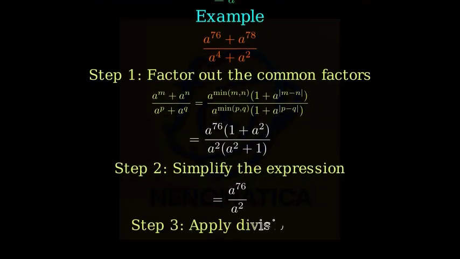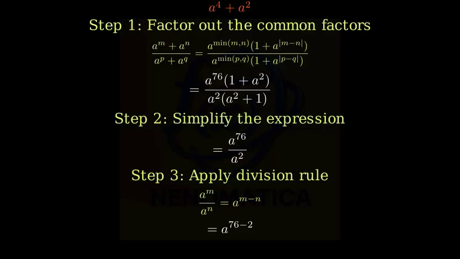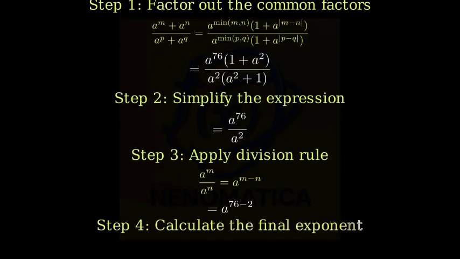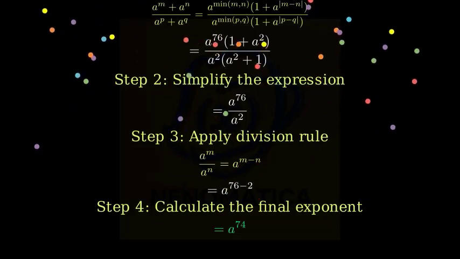Now, we can apply the division rule for exponents. When dividing powers with the same base, we subtract the exponents. So, a to the power of 76 divided by a to the power of 2 becomes a to the power of 76 minus 2. Finally, we calculate 76 minus 2, which equals 74. So, our final answer is a to the power of 74.